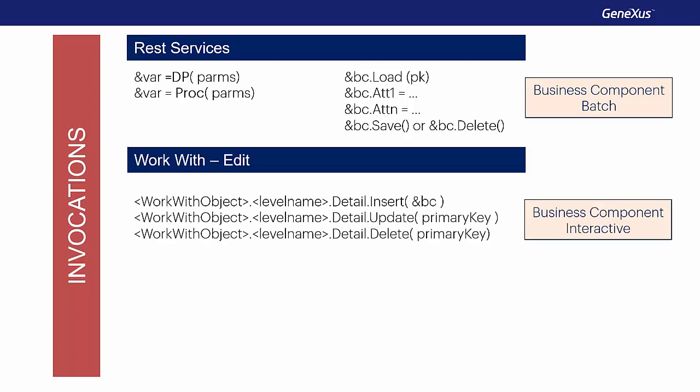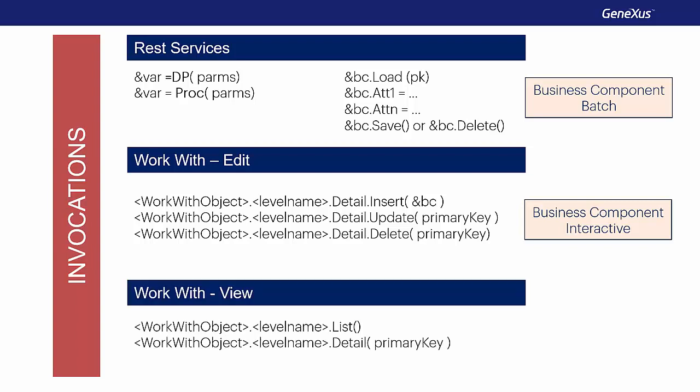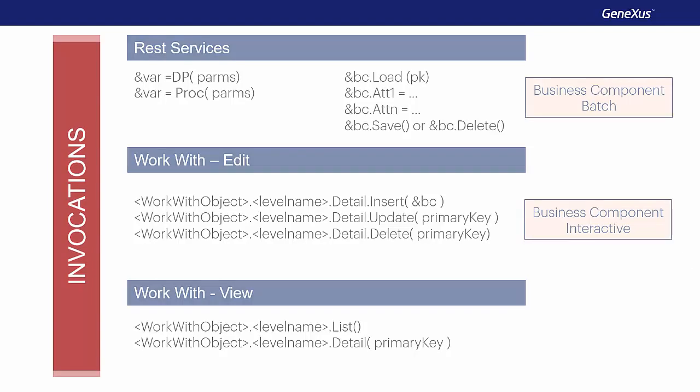From a client-side event, we can also call the Work With Details screen to perform insert, update, or delete operations. Internally, this will be translated into an invocation to the REST business component. Here, through the screen, the user is prompted for information. Next, this operation is performed in a transparent way for the developer. We may also just want to call the list or the detail in view mode.